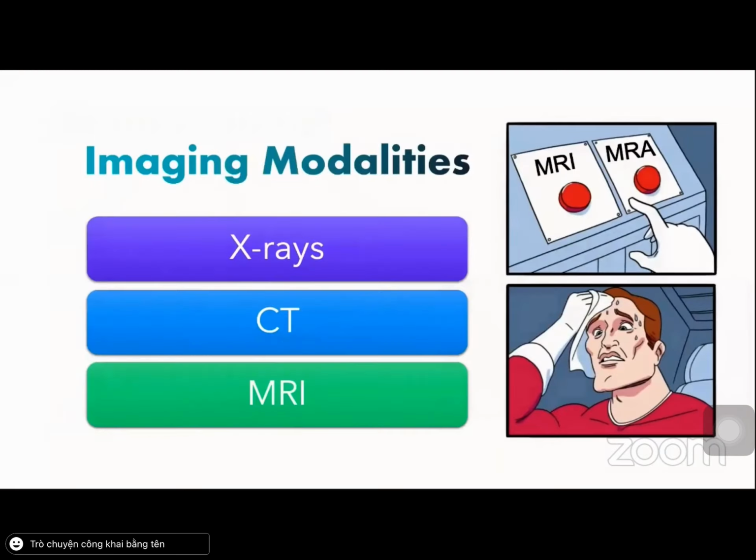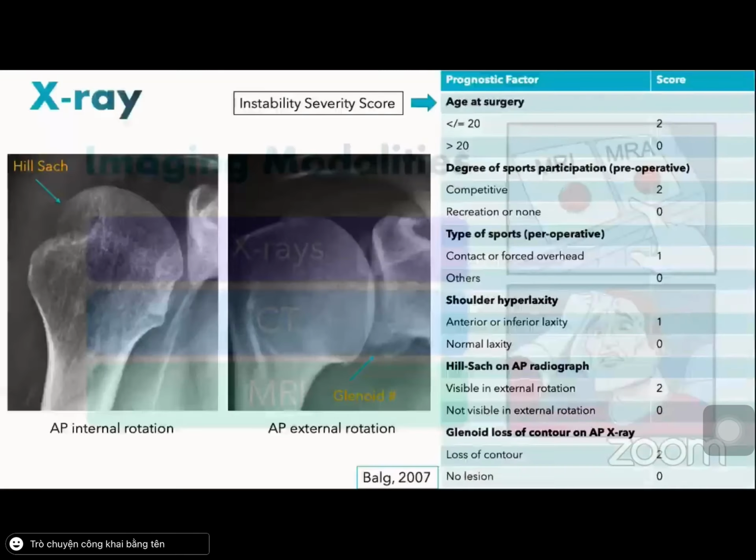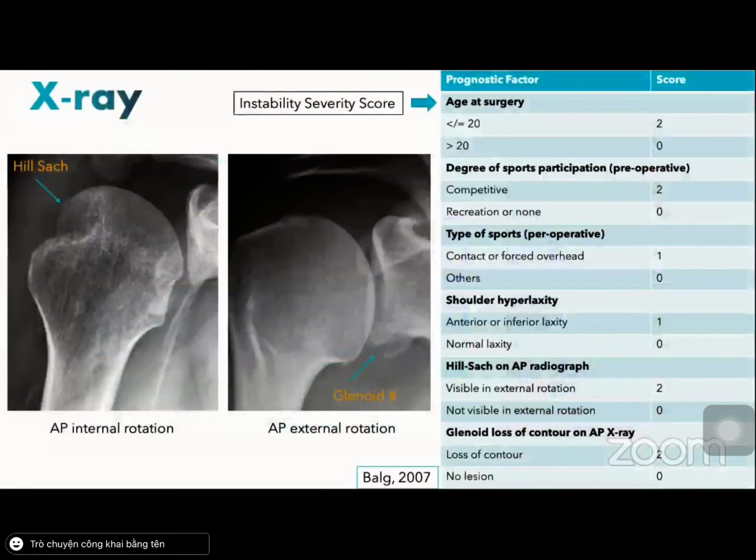Next, we move on to the choice of imaging modalities. There are three imaging modalities available for assessment of shoulder instability: X-rays, CT, and MRI. X-rays are useful in detection of associated bony injuries post anterior-inferior glenohumeral dislocation.